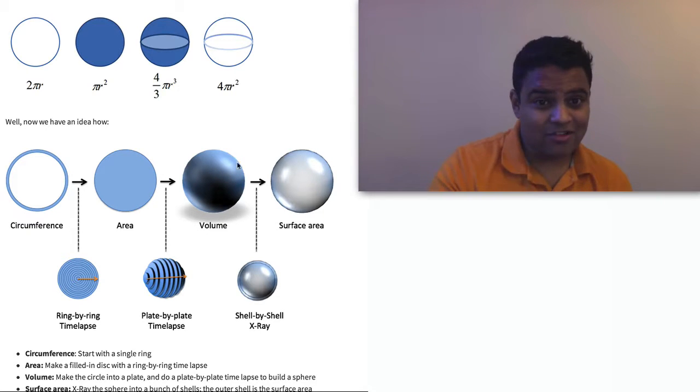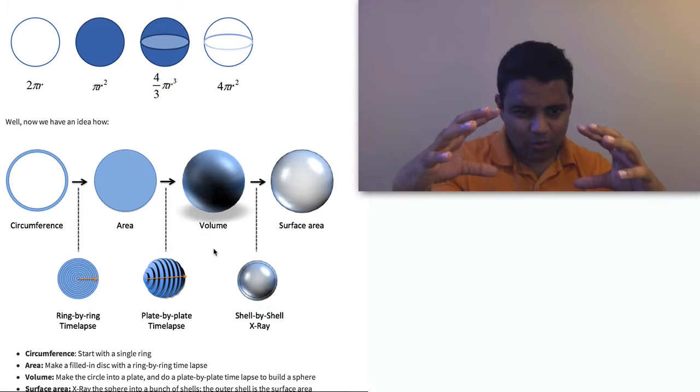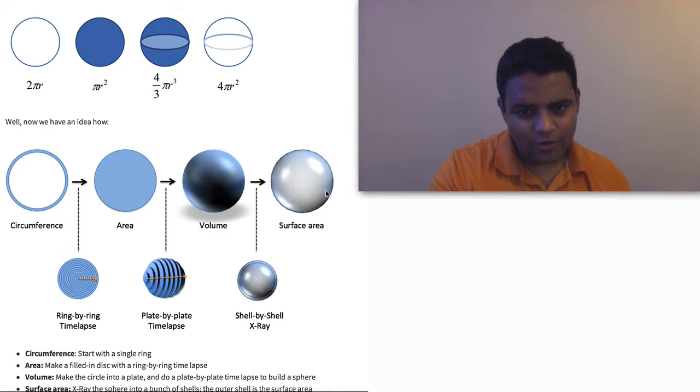And lastly, if you want to get back to surface area, we can take that volume, that sphere, and get one little onion slice of it. So we x-ray it just a little bit and take out that outer little shell.